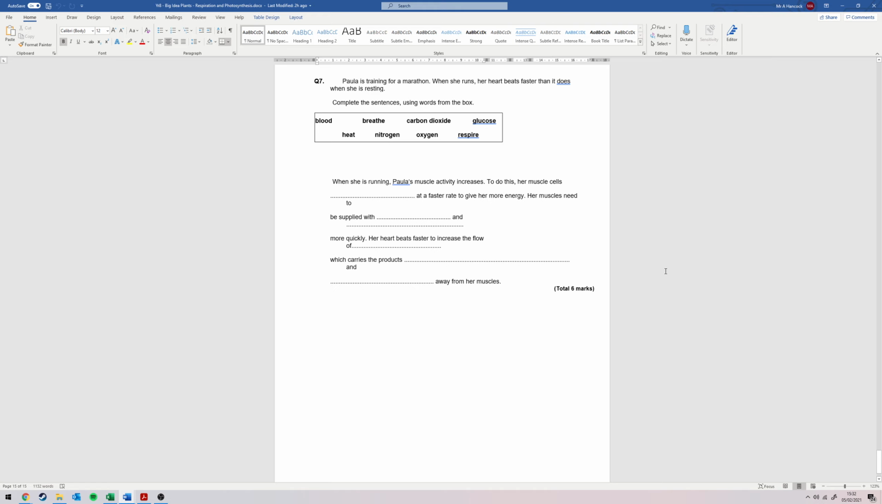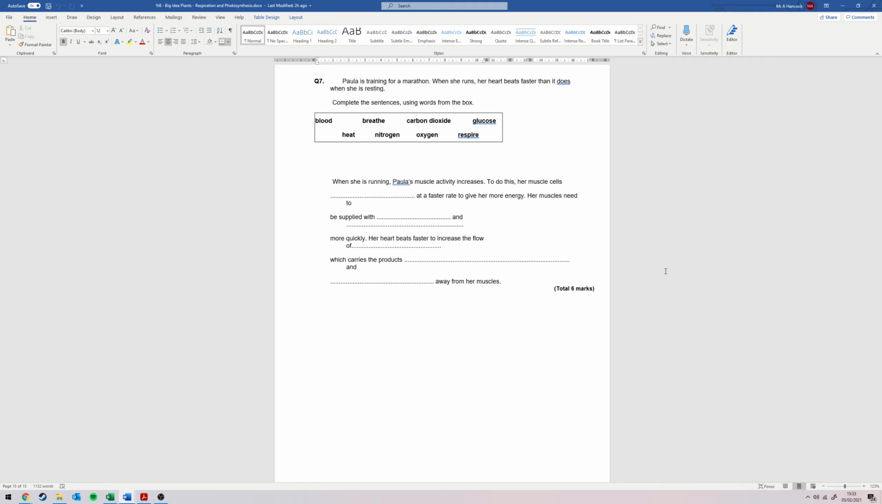Question 7. Paula is training for a marathon. When she runs, her heart beats faster than it does when she is resting. Complete the sentences using the words from the box. Now the words you've got in the box are blood, breathe, carbon dioxide, glucose, heat, nitrogen, oxygen, respire.